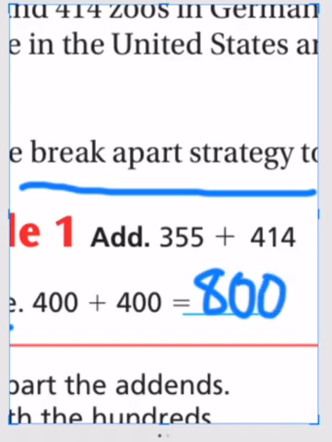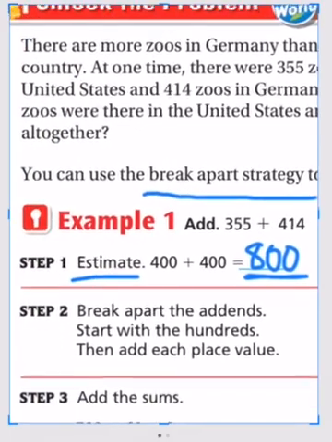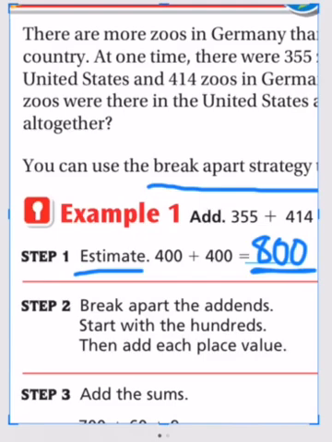And the reason we estimate is that once we actually find our final answer, if it's close to our estimate, that tells us we're probably on the right track and pretty close to having the right answer, if not having the right answer. Step 2, break apart the addends. We start with the hundreds, and then we add each place value.